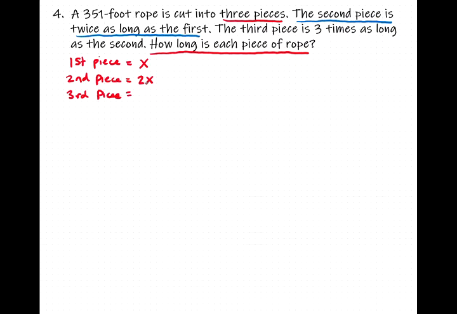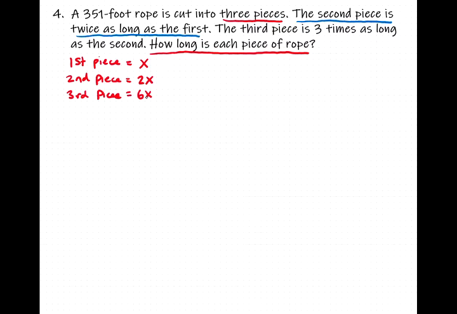And now the third piece is 3 times as long as the second. Okay, so now we don't know, but we're calling the length of the second piece 2x. And the third piece is 3 times that. So if we take 3 times the 2x, 3 times 2 is 6, so that will be 6x. So now we have 3 unknowns, and we've expressed each one of those unknowns symbolically.